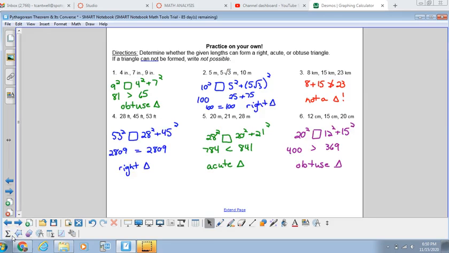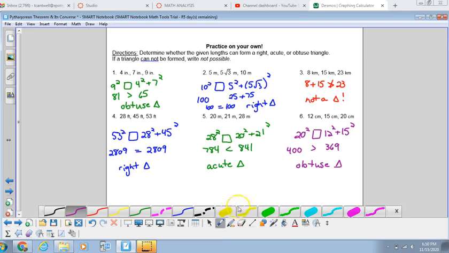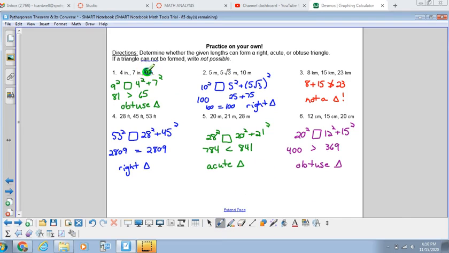Okay, so picking up where we had left off before, you can see the answers here. For number 1, 9 squared is bigger than 4 squared plus 7 squared. And I meant to do this before, but I think it's a good idea to always highlight the biggest number so that we always make sure which one we're using for C. And when we do that for number 1, C squared is greater than A squared plus B squared, so we have an obtuse triangle. And number 2, C squared is equal to A squared plus B squared.